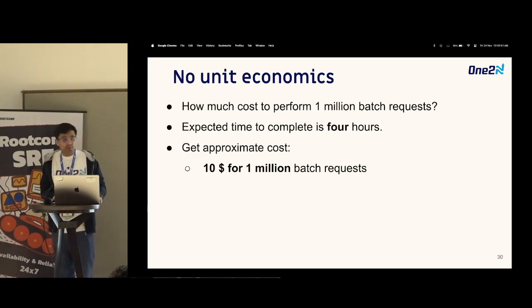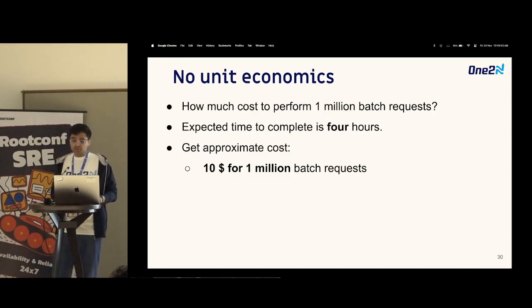Know your unit economics. Always ask yourself or your team how much it costs to perform a million batch requests, for example, or the example that we had previously. And maybe ask your product team how much the expected time is that they really want for this. They say, okay, 4 hours, fine. And then try to get an approximate cost, that it's going to cost me $10 for a million batch requests, where you consider everything: your compute, your network, your storage, and the processing, and then you can come down here.